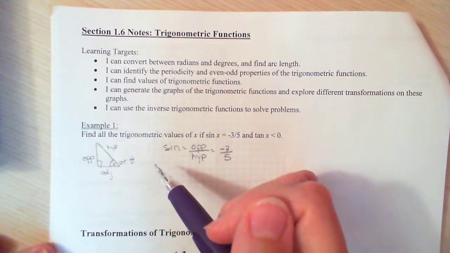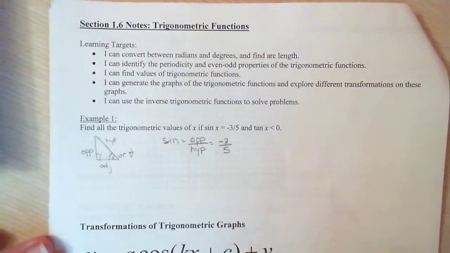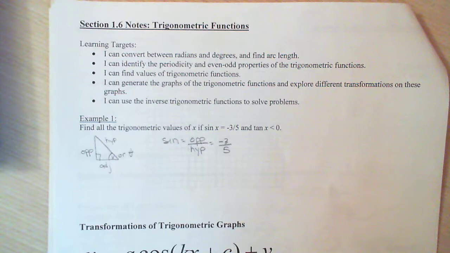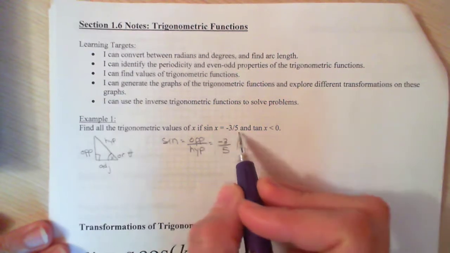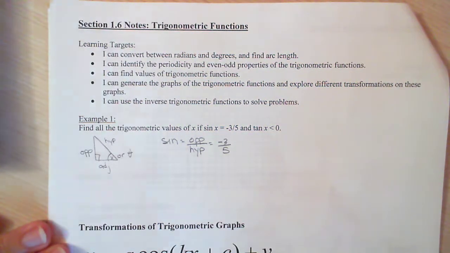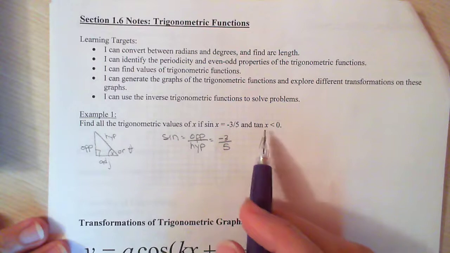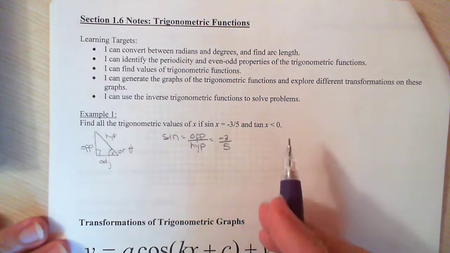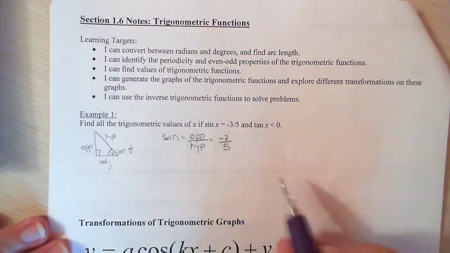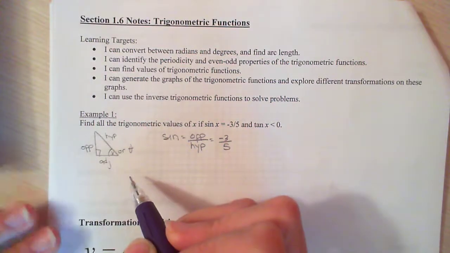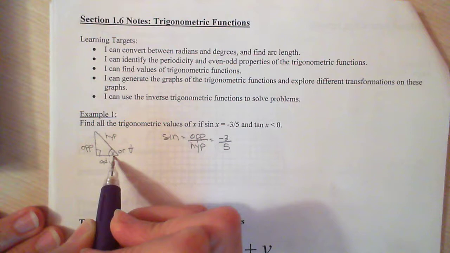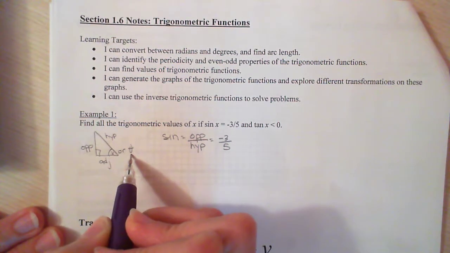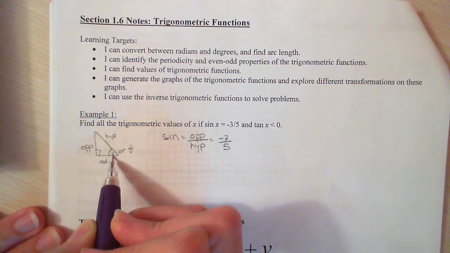Example 1, we're going to go right into example 1, and it says find all of the trigonometric values of x if sine is -3/5 and tangent of x is less than 0. So I already drew in a little bit of review here. So this is a right triangle. This is our x, or it's often called theta. So this is the angle we're talking about.